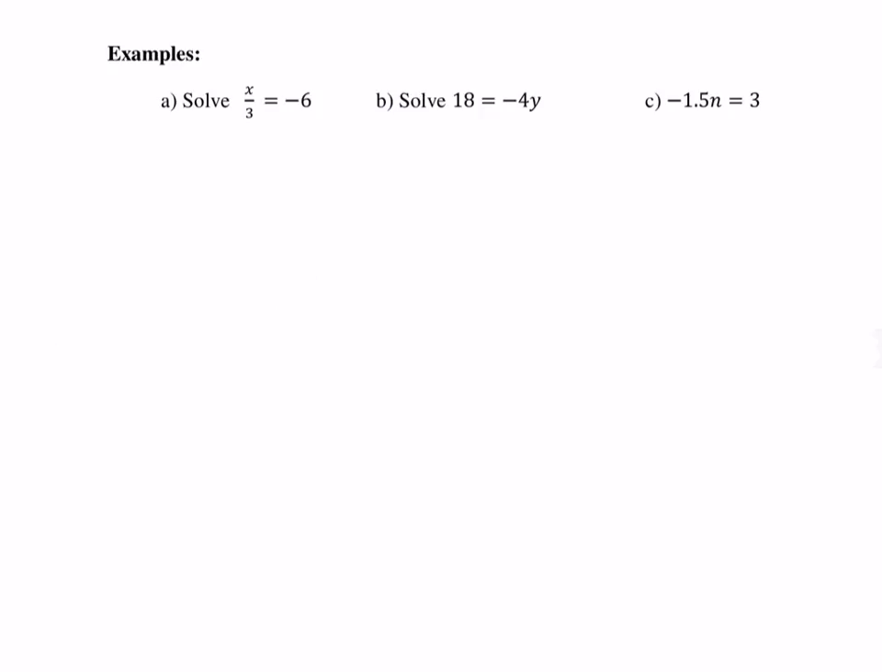Okay, let's look at some different scenarios. Before we worked with addition and subtraction only. These next few examples will be with division and multiplication. So let's look at A first. We have x divided by 3 is equal to negative 6.